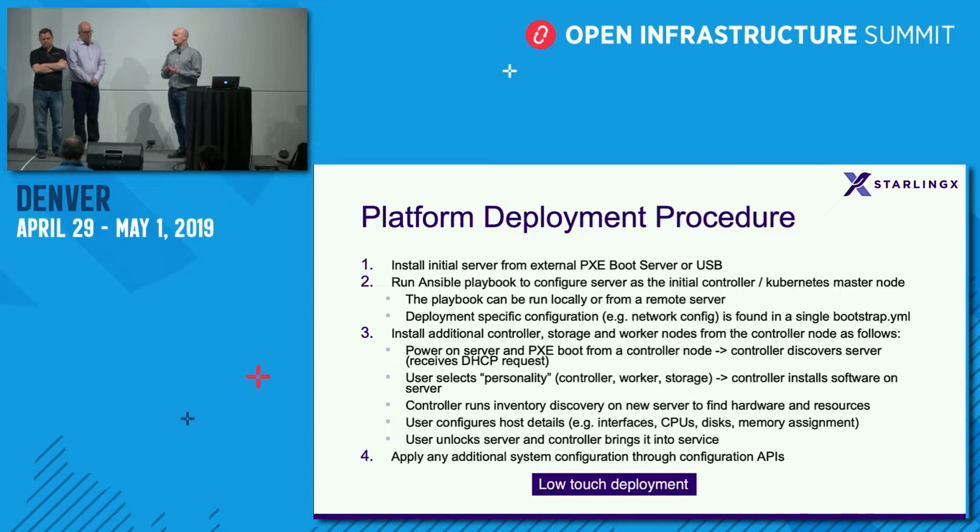So once you've installed all your servers, then you would apply any additional system configuration through the StarlingX configuration APIs. So we provide a command line interface, REST APIs, and a GUI as well.